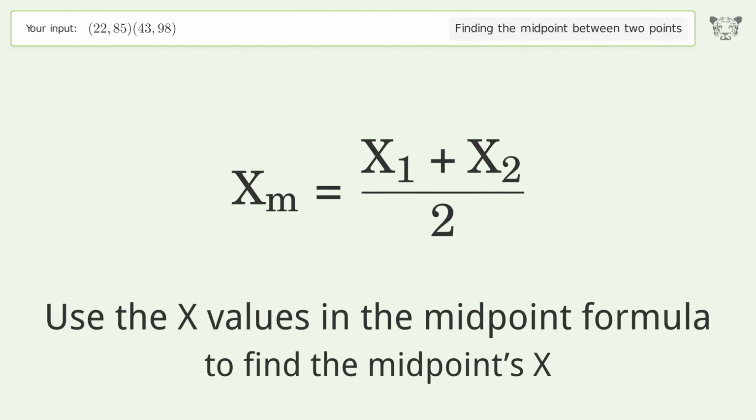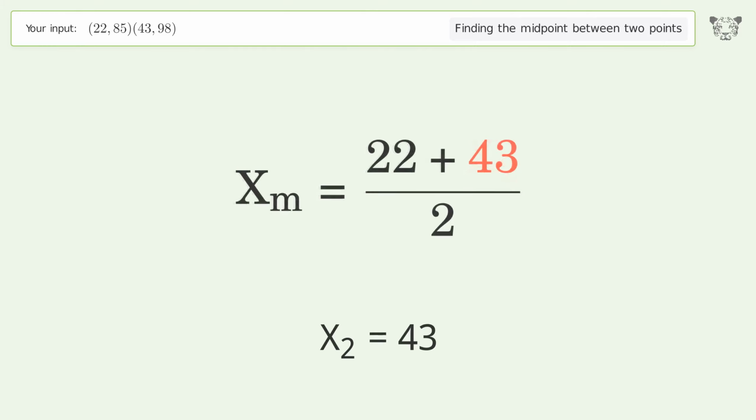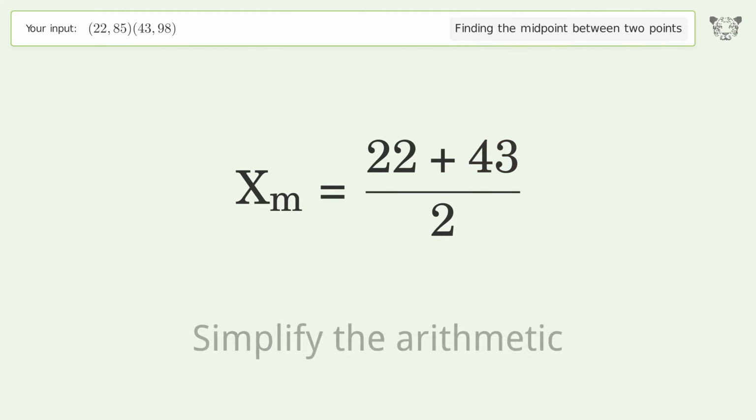Use the x values in the midpoint formula to find the midpoint's x. x1 equals 22. x2 equals 43. Simplify the arithmetic.